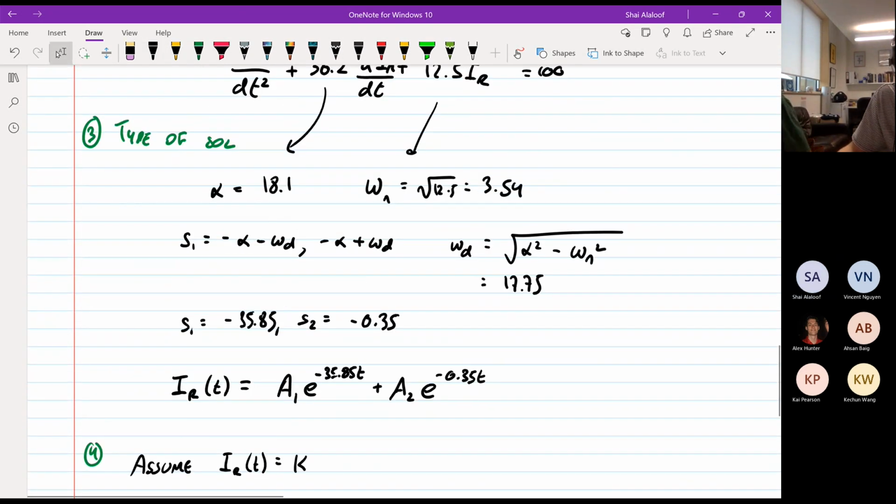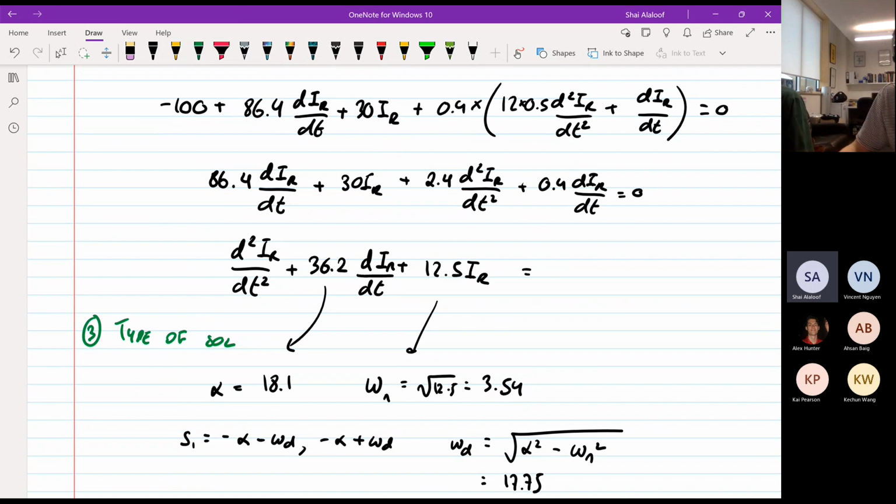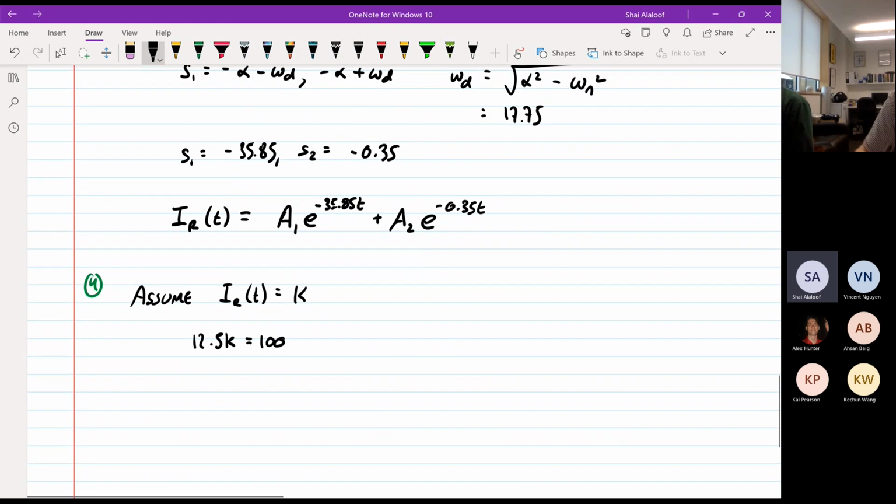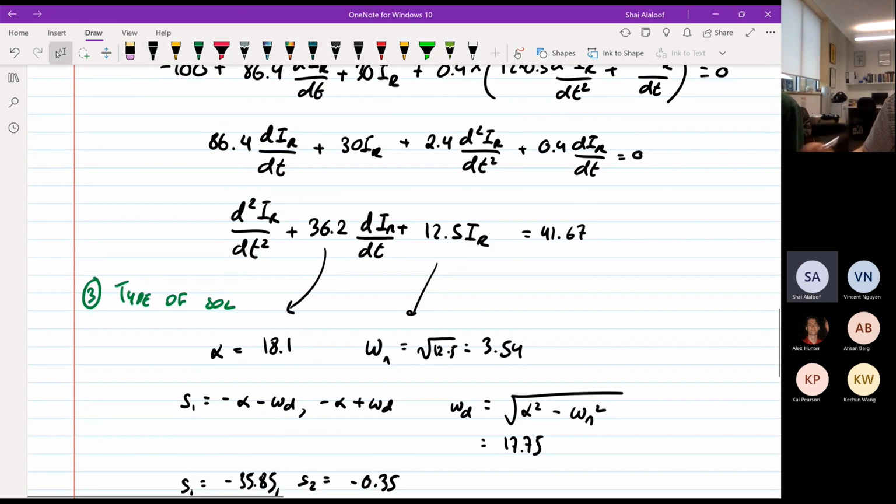Oh, hang on. That should not be 100. It should be 100 divided by 2.4. Just realized. So 41.67. Yep, sorry about that. 41.67. And that gives us k equals 3.33, 3.3 repeating. So yeah, sorry about that. All that's changed is the constant, which only affects the forced response.